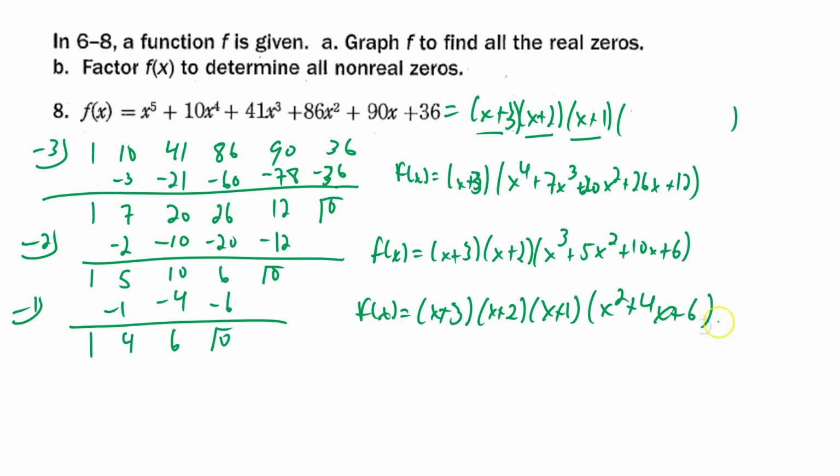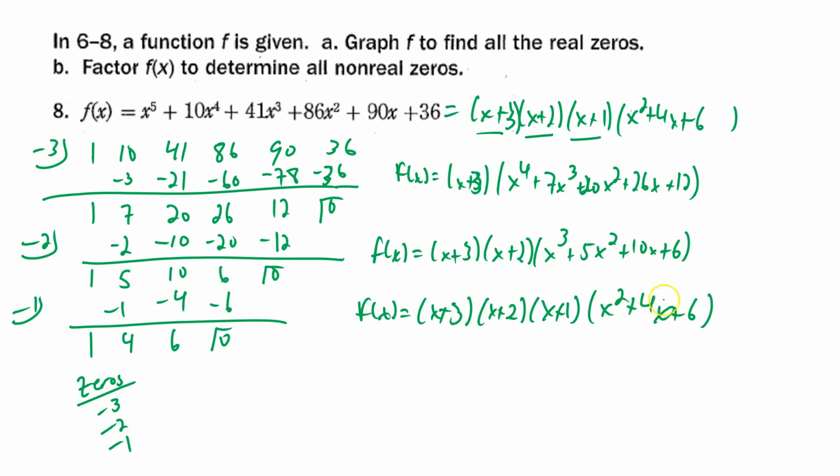And the goal is to get a quadratic because then we can use the quadratic formula, or maybe if we're lucky we can factor, but in this case we can't. So that was what we were trying to find, that x squared plus 4x plus 6. Now we're going to use the quadratic formula to find out what the zeros actually are. We have our zero list over here: negative 3, negative 2, negative 1. We're looking for those two complex ones. Let's see what we've got.